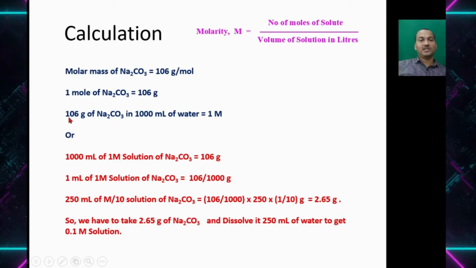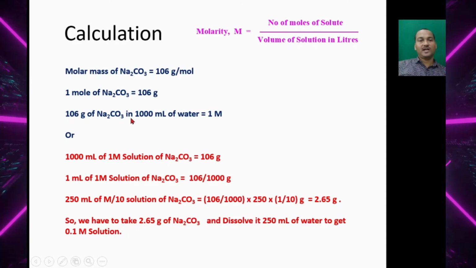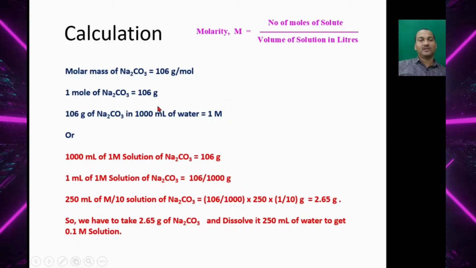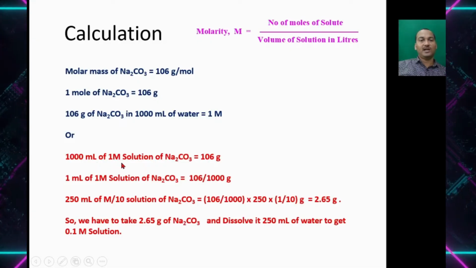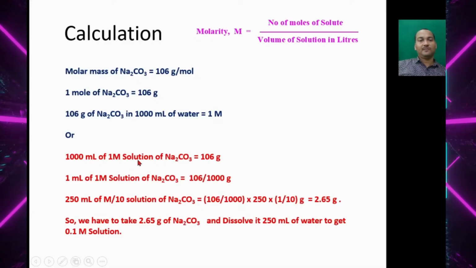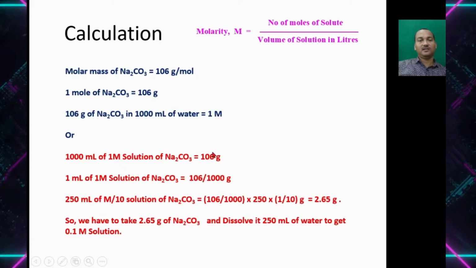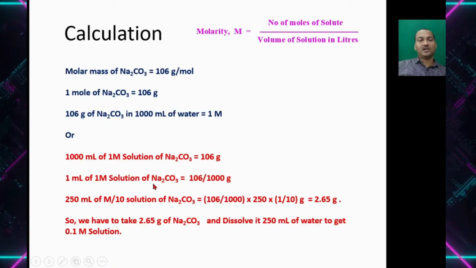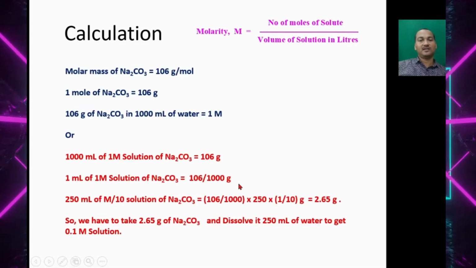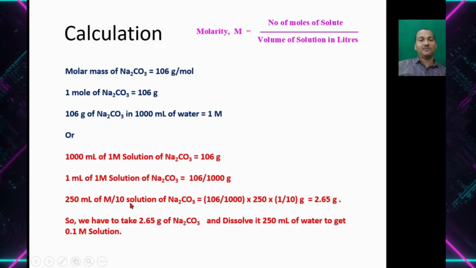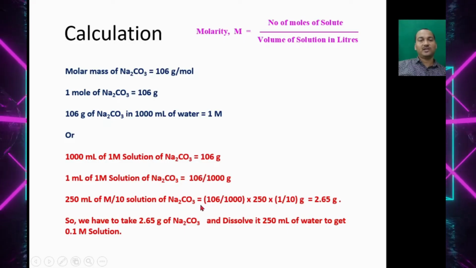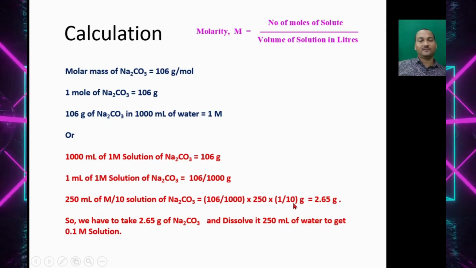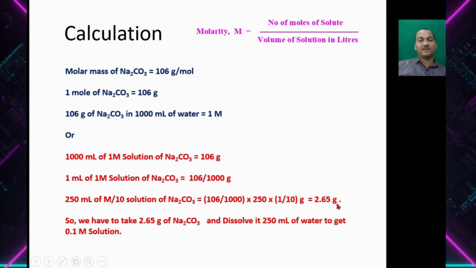So that means if you dissolve 106 gram of sodium carbonate in 1000 ml of water, you will get a 1 molar solution. So we can write that 1000 ml of 1 M solution of sodium carbonate is equal to 106 gram. So 1 ml of 1 M solution of sodium carbonate is equal to 106 by 1000 gram, and 250 ml of M by 10, that is 0.1 M solution of sodium carbonate, will be this into 250 into 1 by 10. So that is found to be 2.65 gram.